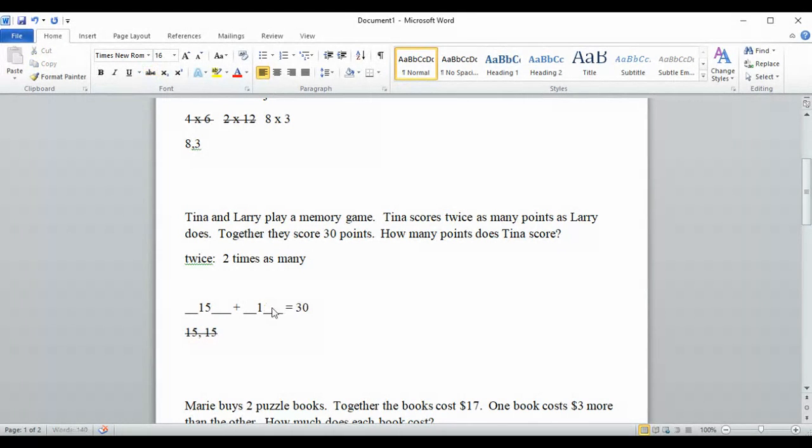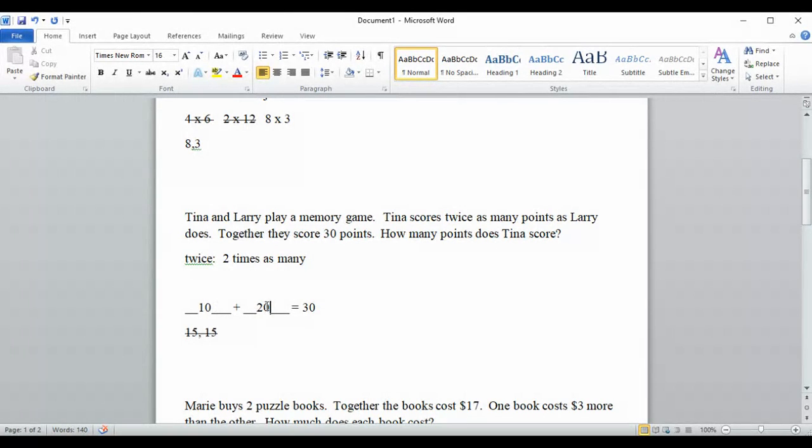And then I'm going to go back here and say, okay, well, 15 plus 15 doesn't work. But what are 2 more numbers that could equal 30? I'm going to say 10 plus 20. And then I have to ask myself, I go up here and say, okay, Tina scores twice as many points as Larry. So I'm going to look at the lower number and I'm going to say, is this number 2 times as much as that number? Well, yes, it is. So good guess on number 2.